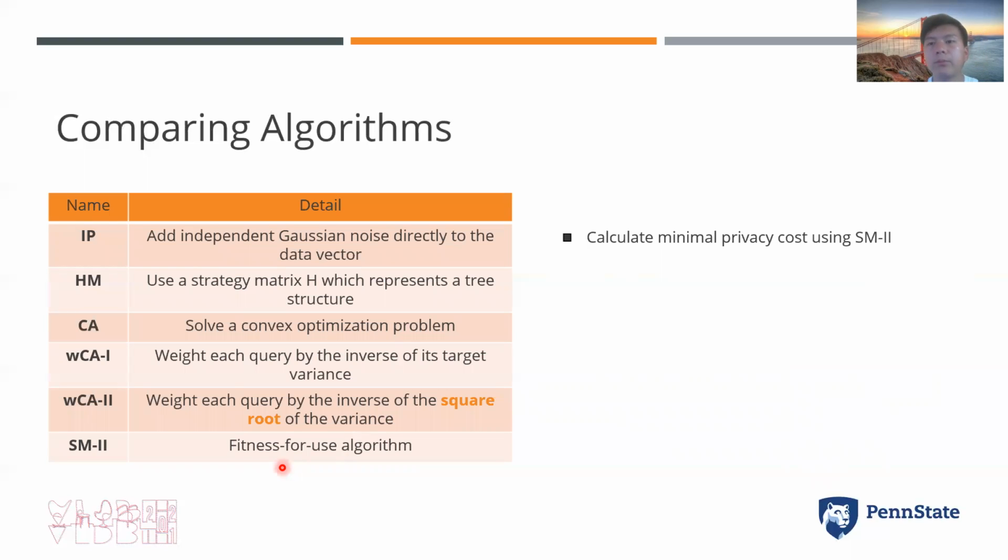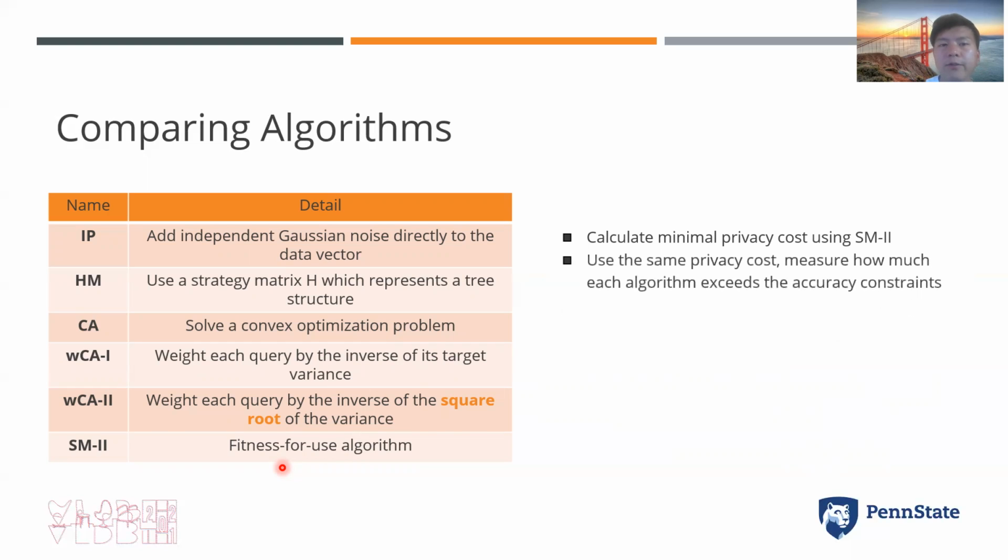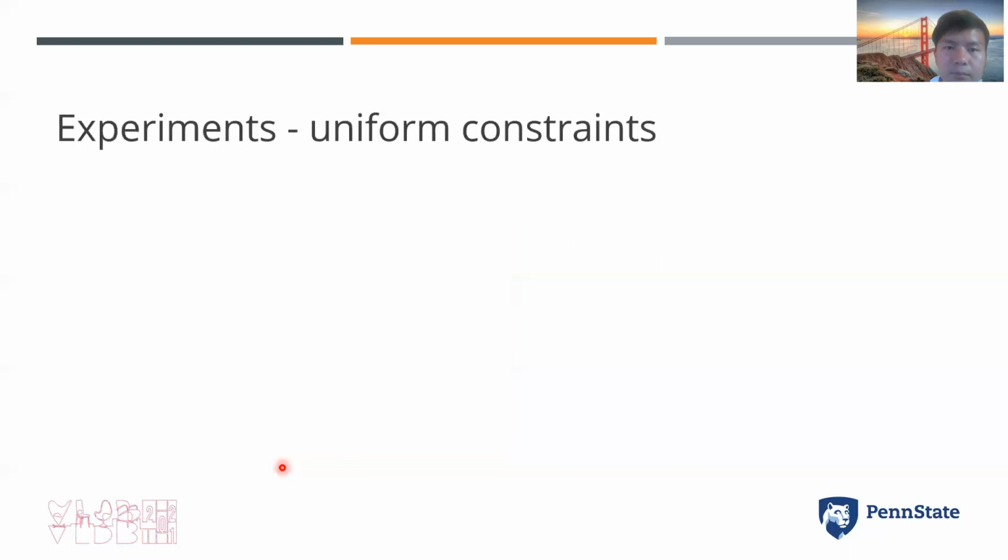So first we calculate the minimum privacy cost using SM2. Then we use the same privacy cost to measure how much each algorithm exceeds the accuracy constraints. And we use the quantity max ratio, which is defined as the maximum ratio of query variance to the target variance for each method. So we want to see if the other algorithms can satisfy these constraints.